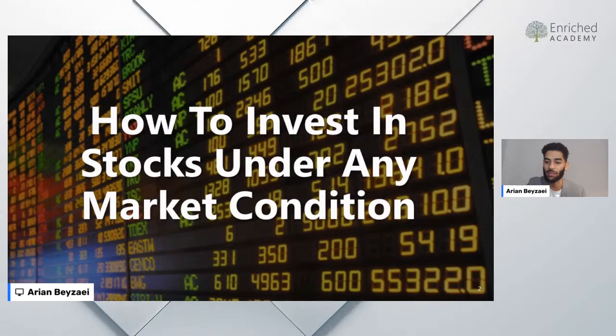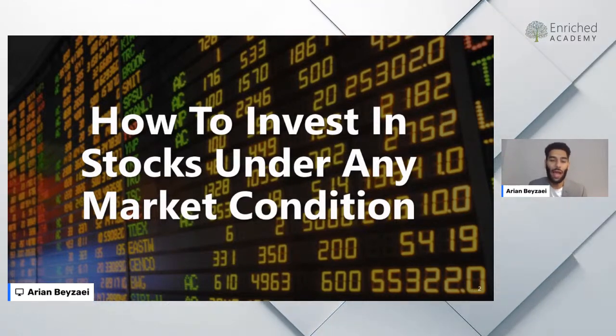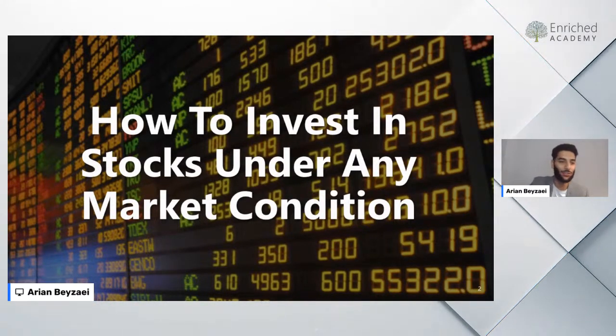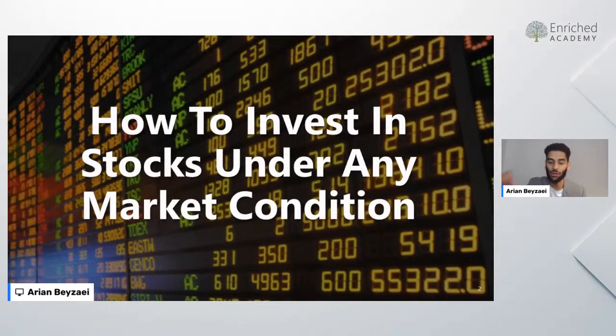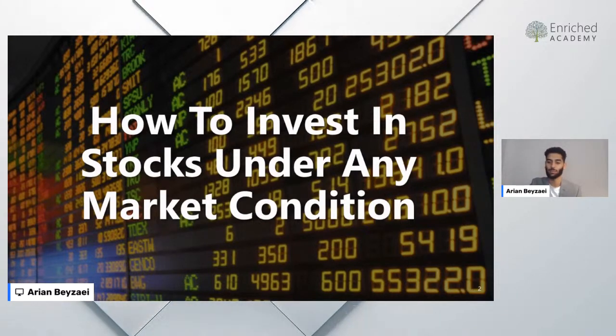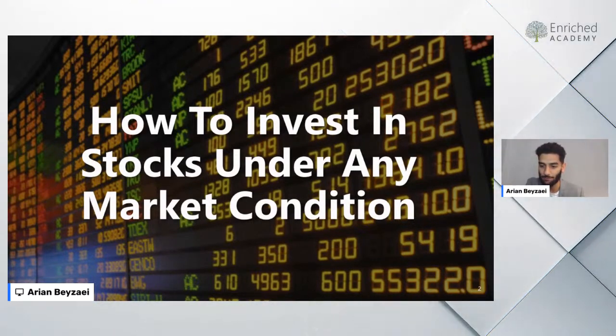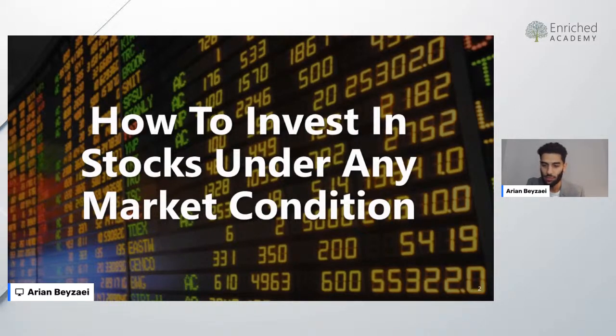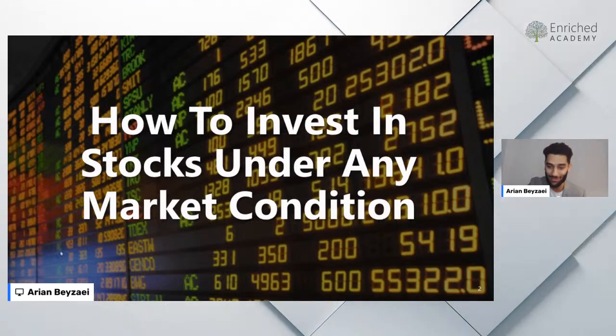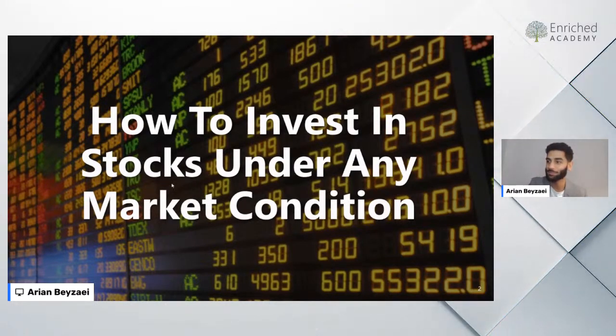Let's talk about the stock market. Quick question for all of you. Do you have investments in the stock market? Yes or no in the chat box. Let me know. Are you currently investing in the stock market? Okay, so we got a good mix between yes and no. So hopefully by the end of this class, you're going to start investing. So let's get right into it.